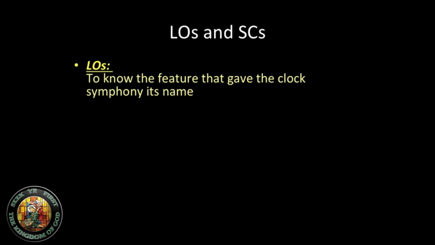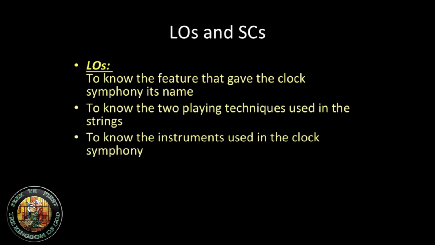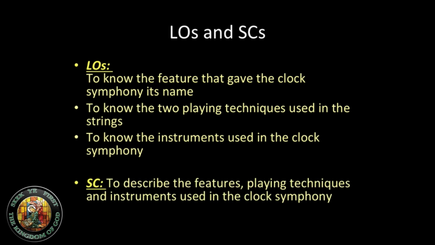Today's learning objectives are to know the feature that gave the clock symphony its name, to know the 2 playing techniques used in the strings, and to know the instruments used in the clock symphony. Our success criteria is to describe the features, playing techniques and instruments used in the clock symphony. Can you copy the LOs down now? Pause the video.